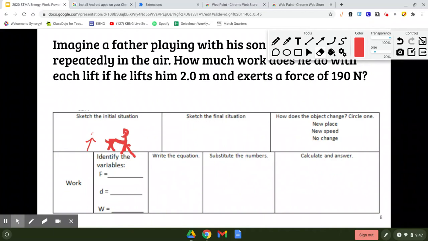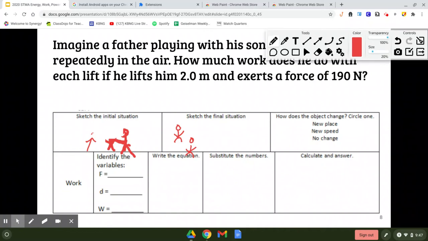Sorry, guys, I'm trying out a new pen for the Chromebooks. So that's the kid in the air. Here's dad on the ground. We've lifted him up into the air. Has he changed the kid's position? Has he changed his speed, or has there been no change? Well, obviously, he's in a new place now.